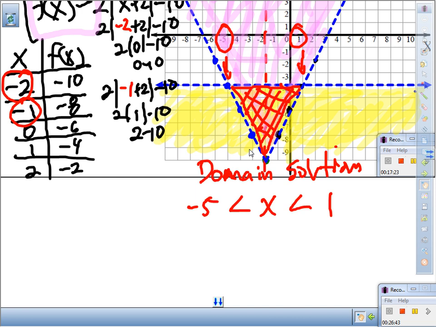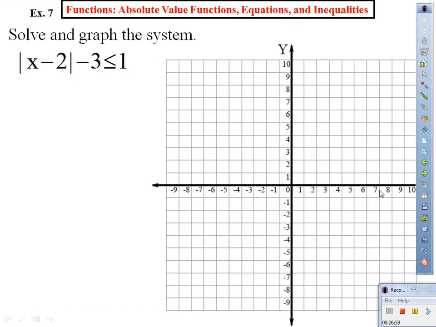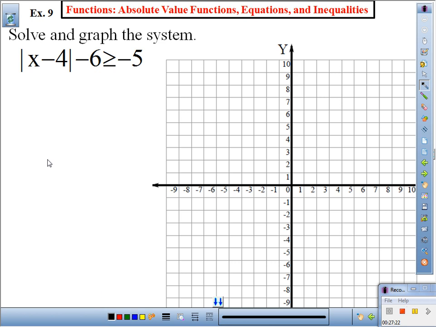Okay, show me how simple you are so far. Okay, now we're getting there. Go to the other side. Let's do one more. No, for right now, just fill in. Okay, copy this one. Solve and graph the system. Absolute value x minus 4 minus 6 greater than or equal to -5. See if you can write your system by yourself.